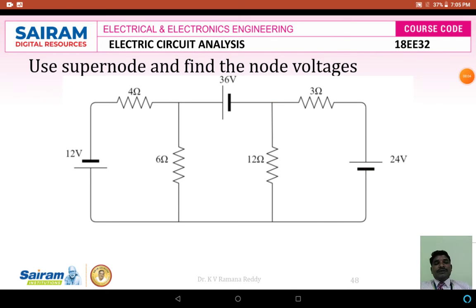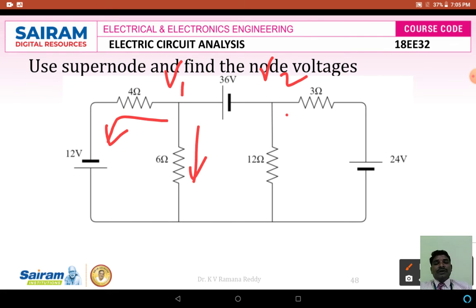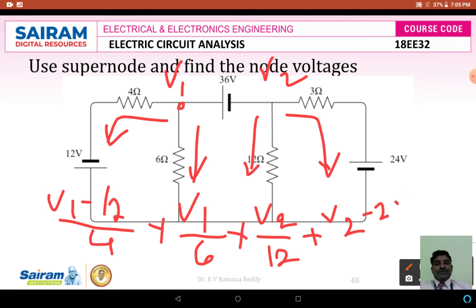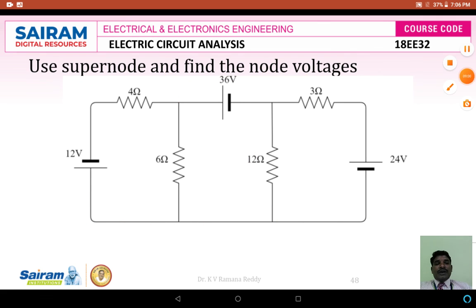Next step is applying the supernode technique with reference to the two unknown nodes and their voltages V1, V2. With respect to V1, the current is moving away from this node and away from this node. So first with respect to node 1, we will write the current equation: V1 minus 12 divided by 4 plus V1 divided by 6 plus V2 divided by 12 plus V2 minus 24 divided by 12 is equal to 0.